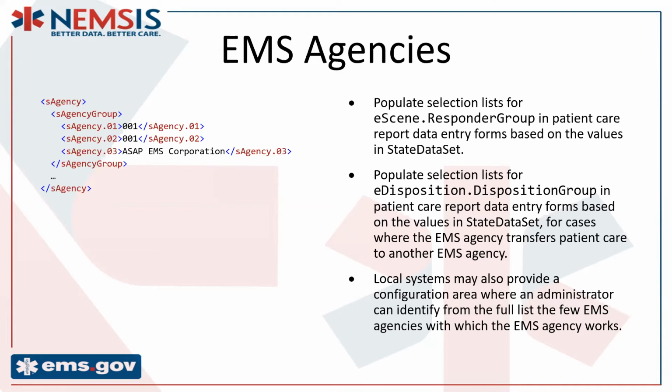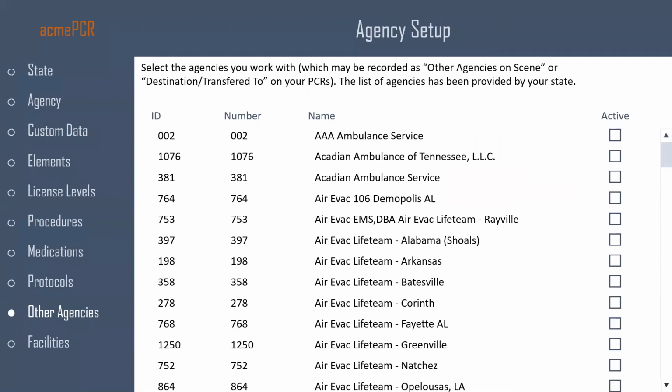Okay, so let's look at how that might be set up in an EPCR system. So I'm in my setup page again. For the other agencies section, I see the ID number and name of all the agencies in my state. And then I could check which ones are the ones that I work with. In fact, I probably should have put 2 columns of checkboxes here. One for other agencies on scene, and the other for destination/transferred to, agencies that I may transfer care to.